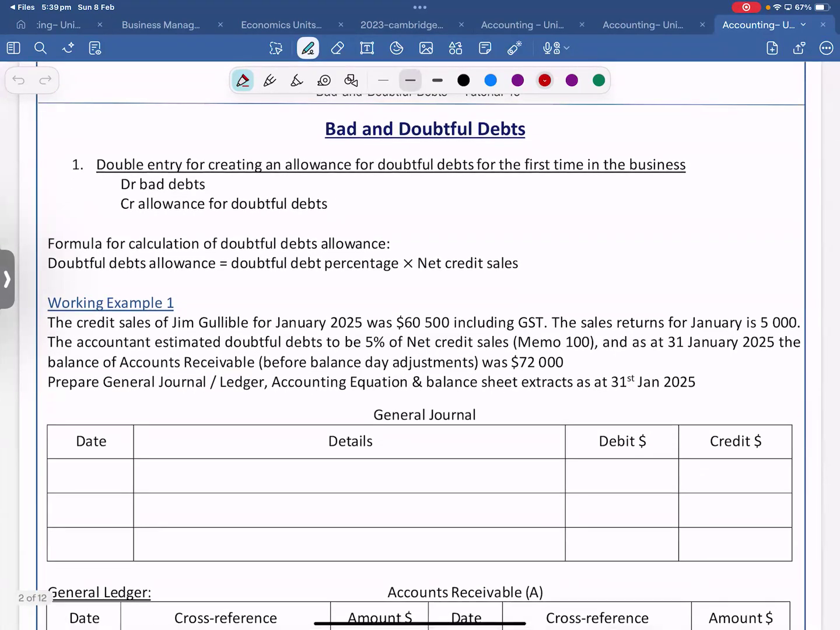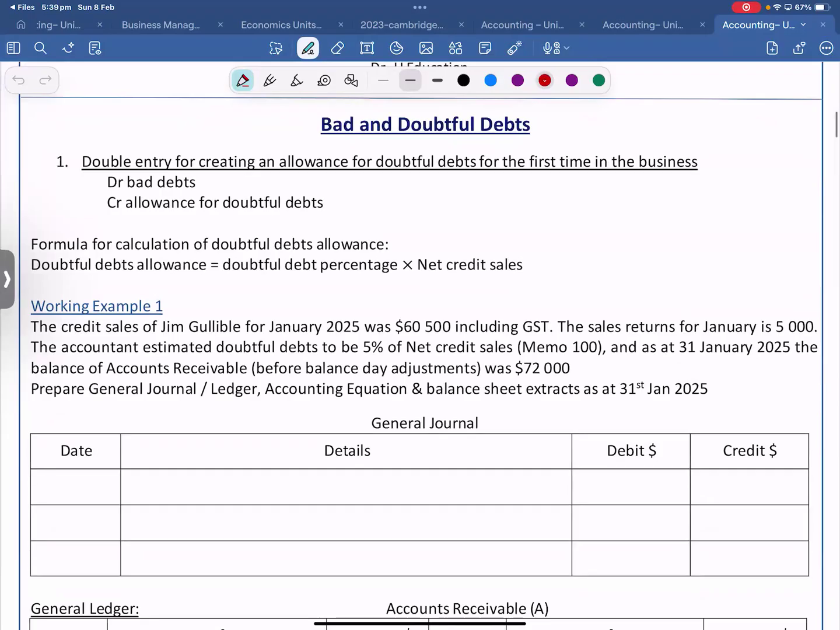Right. Now see this one, guys. The double entry. Let's say there is a business that didn't have any allowance for doubtful debt in their business. For the first time, they are going to start a doubtful debt allowance. Right? What's the double entry? Debit bad debts expense and credit the allowance for doubtful debt. Right? What's the date? Good question. I couldn't tell you.